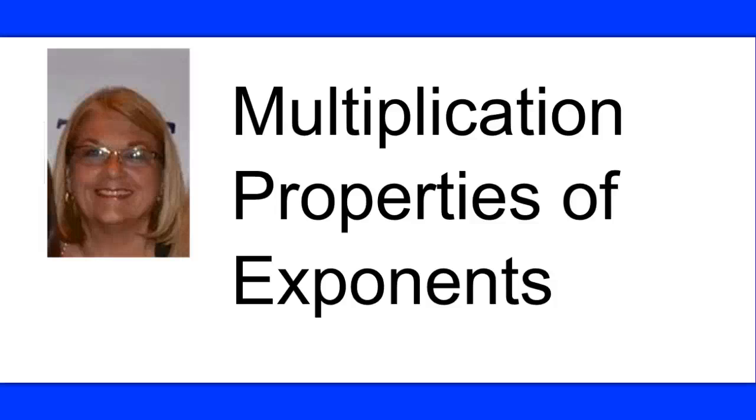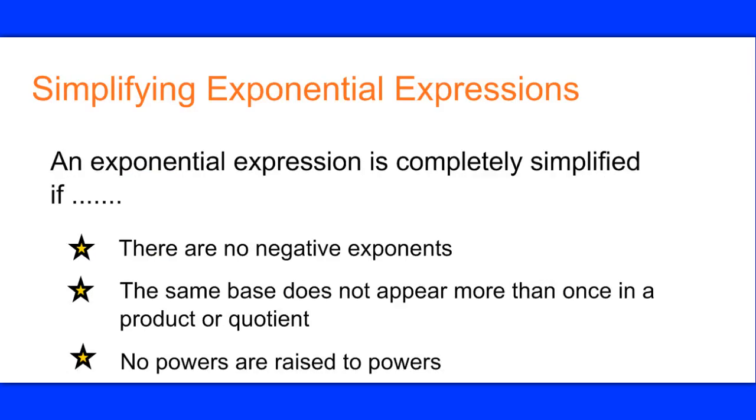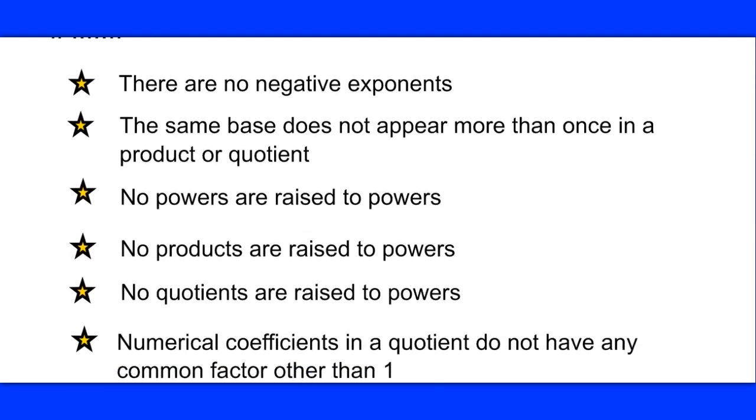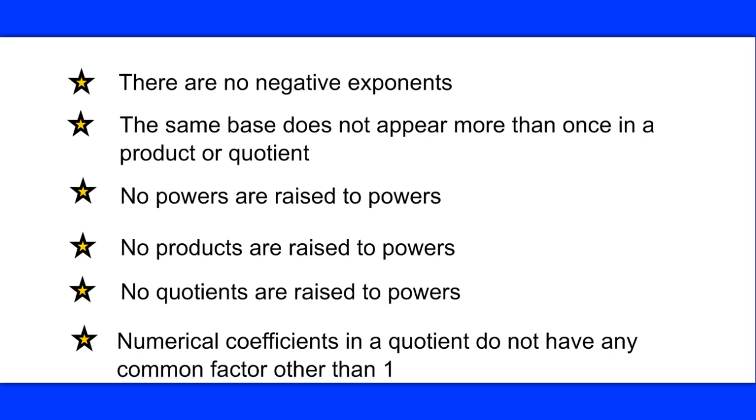Today we're going to talk about the multiplication properties of exponents. Let's first set some ground rules. You have simplified exponential expressions if these conditions are met. There are no negative exponents, so we never want to leave a negative exponent.